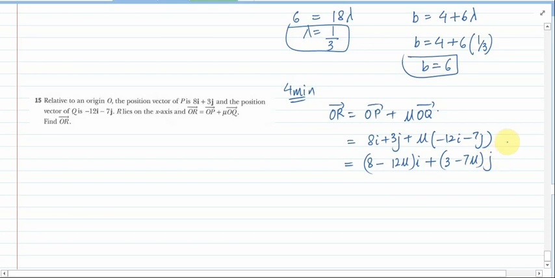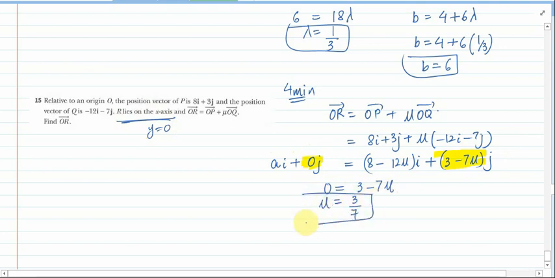Since R lies on the x-axis, that means the y coordinate is 0. So I can say that it will be ai plus 0j. Alright, and I need to equate j terms with j terms, right? So now on my left hand it's 0 equals 3 minus 7 mu, and I will get the value for mu, it is 3 divided by 7. Once I got the value for mu, it is quite easy to find the value for a here. How? I'm going to compare the coefficient of i.